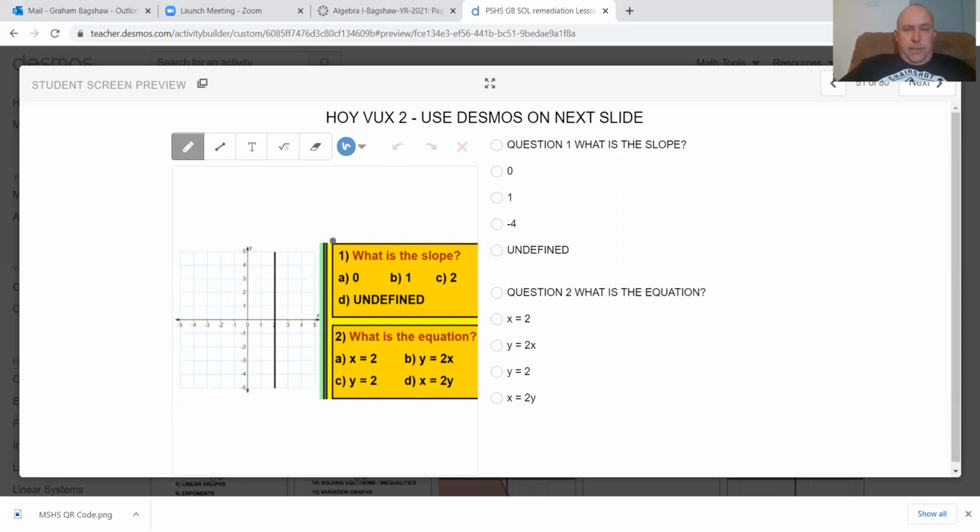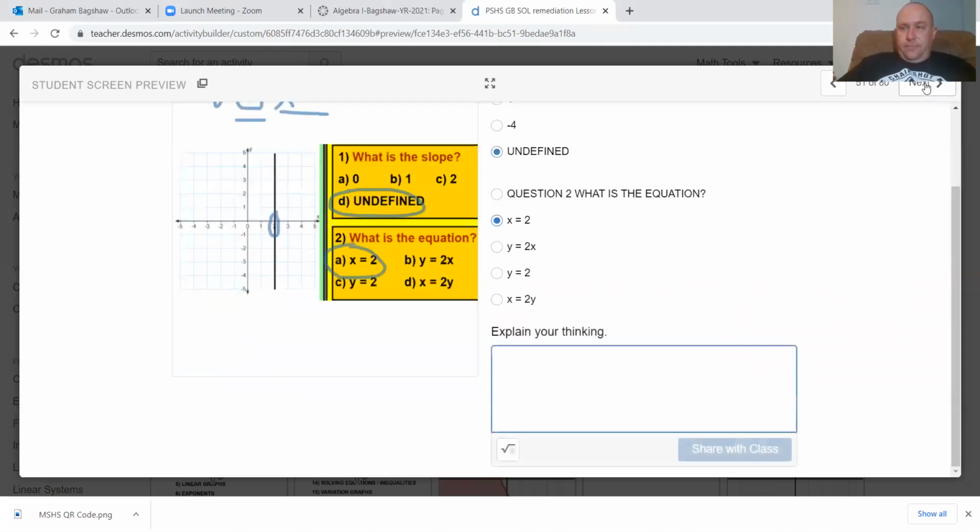If they give us a picture like this, so this is our Hoy and Vux question because we're looking at horizontal and vertical lines. This is a vertical line, so I'm thinking about the word Vux, V-U-X, and therefore you can see the slope is going to be U, which is undefined. What is the equation for this one? So it starts with x, and then just look where does it go through the x-axis. So it goes through at 2. So I would be selecting this answer and this answer.